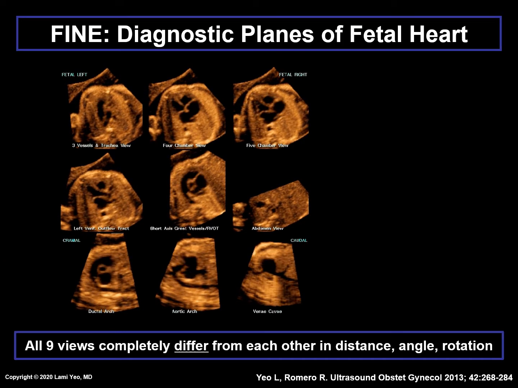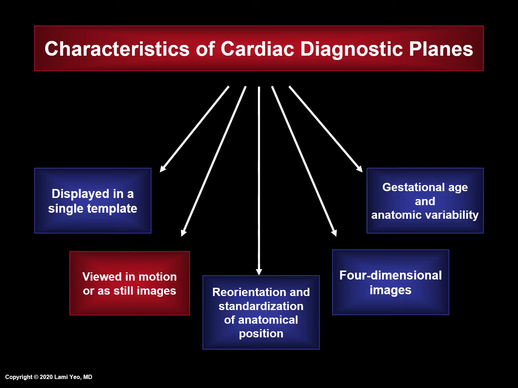In contrast, FINE never generates slices through the fetal heart that are parallel and equidistantly spaced to each other. Instead, FINE generates and displays 9 cardiac views, all of which completely differ from each other in distance, angle, and rotation. As you can see, both transverse and sagittal cardiac planes are displayed at the same time. Cardiac diagnostic planes can also be viewed in motion or as still images.